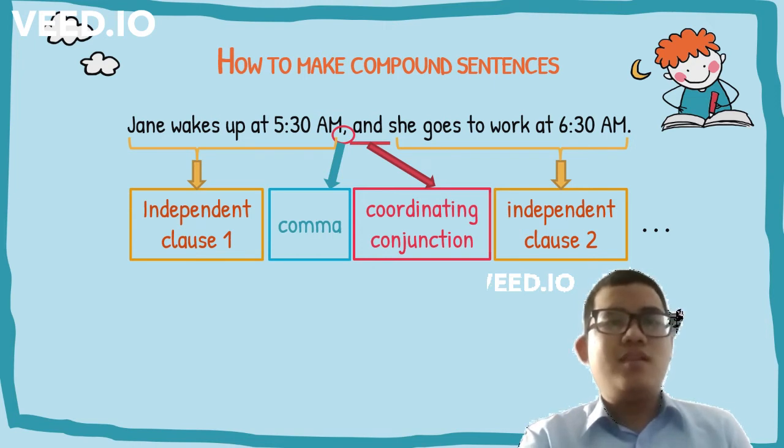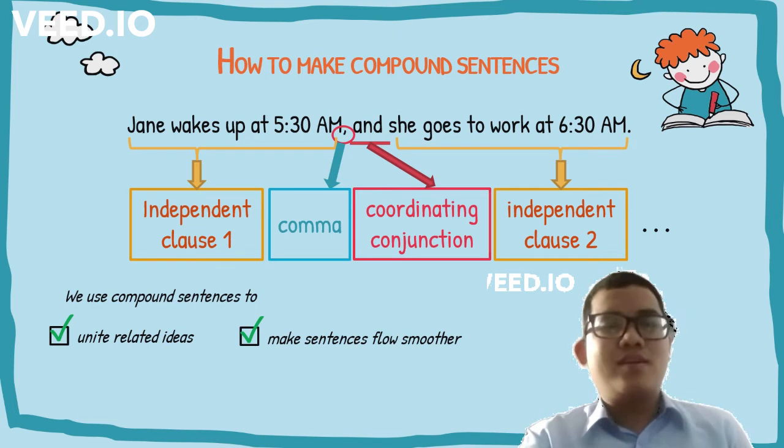We shall talk a little bit about our use of this type of sentence. Since we are connecting clauses, compound sentences help us unite related ideas. Also, these sentences can flow smoother because we can tell our ideas together instead of stopping after each one. I would like you to take a screenshot now for later review.